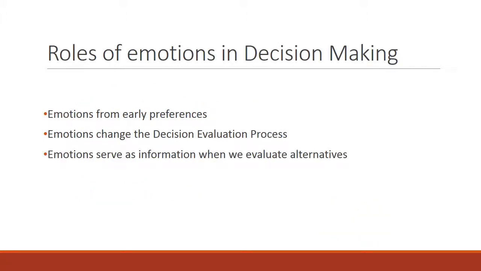Emotions affect the evaluation of alternatives in three ways. 1. Emotions form early preferences. This states that our brain attaches specific emotions to information about each alternative, and our alternatives can be influenced by emotional markers. 2. Emotions change the decision evaluation process. This states that moods and emotions affect the process of evaluating our alternatives. And 3. Emotions serve as information when we evaluate alternatives.